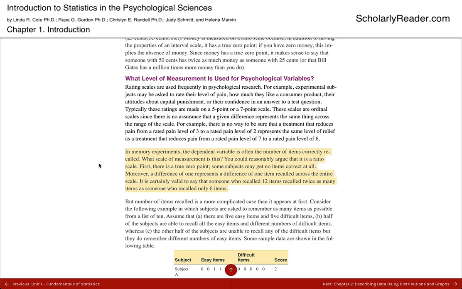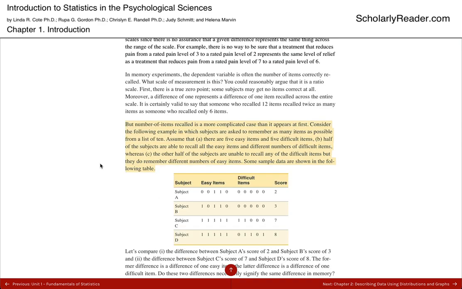In memory experiments, the dependent variable is often the number of items correctly recalled. What scale of measurement is this? You could reasonably argue that it is a ratio scale. First, there is a true 0 point. Some subjects may get no items correct at all. Moreover, a difference of 1 represents a difference of 1 item recalled across the entire scale. It is certainly valid to say that someone who recalled 12 items recalled twice as many as someone who recalled only 6 items. But number of items recalled is a more complicated case than it appears at first.